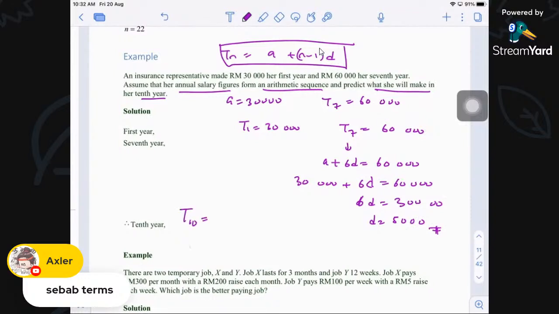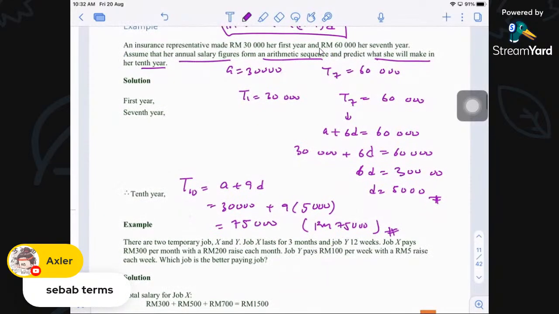My T10 is going to become what? A plus 9D. A there is 30,000 plus 9 times 5,000. So that's why you can see that is 45,000 plus 30,000 there. So 75,000. So RM 75,000. That is the final answer.